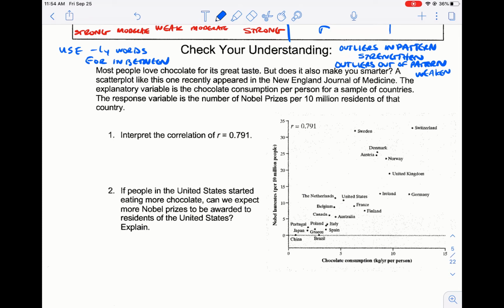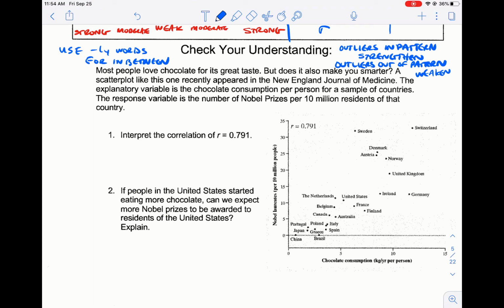Okay, check your understanding. Most people love chocolate for its great taste, but does it also make you smarter? A scatter plot like this one recently appeared in the New England Journal of Medicine. The explanatory variable is the chocolate consumption per person for a sample of countries. The response variable is the number of Nobel Prizes per 10 million residents of that country. Interpret a correlation of R equals 0.791.